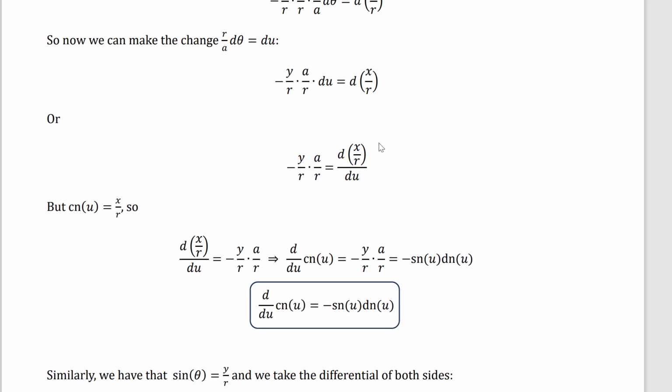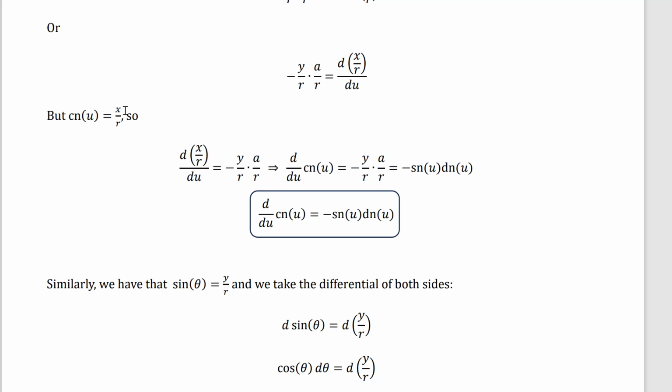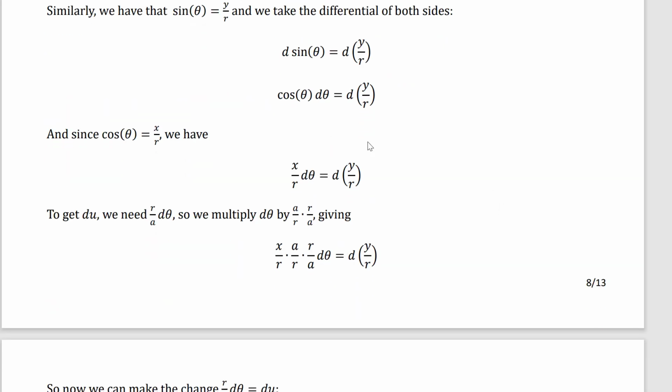So just divide by the du. And since cn u is x over r, d of x over r du being negative y over r, a over r, means d du of cn u is negative y over r, a over r. But y over r was sn u, a over r was dn u. So we get the derivatives. The others are done the same way.